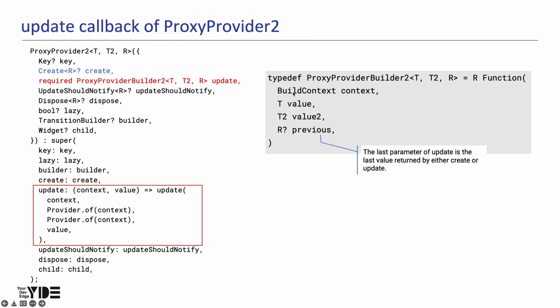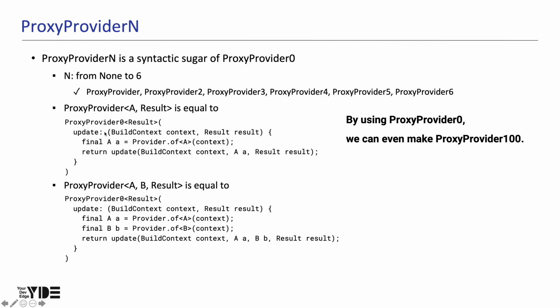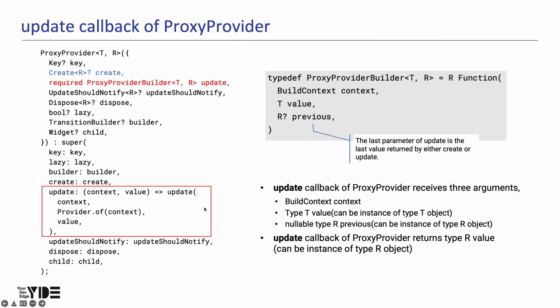In the update callback of ProxyProvider0, the instance of object A is read from the widget tree, stored in variable A, and then the update function is called. This time, A is entered as a second argument. Where do you think you've seen this before? Let's go back for a moment. That's the part where the red box is drawn.